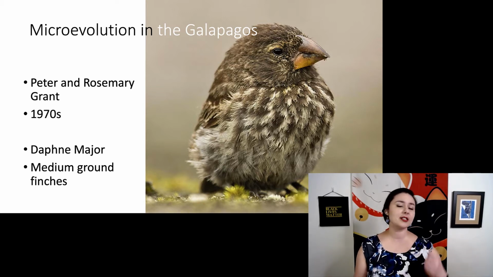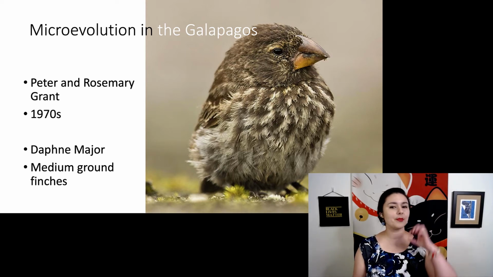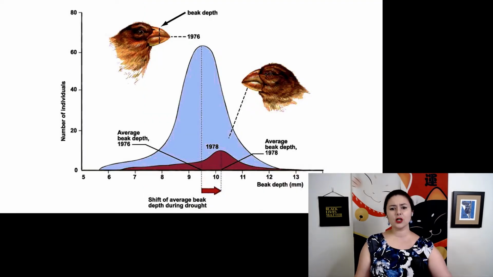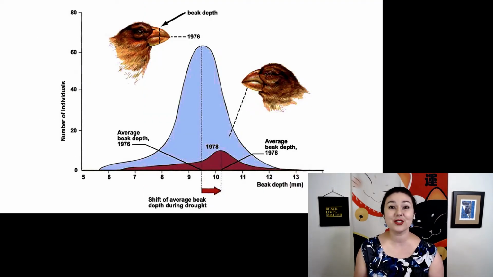So every summer they would go and they would take several different measurements. One of the measurements they took was beak depth, or basically how tall their beak is. That's basically a proxy for how strong. Larger beaks were a little bit stronger because they had more force behind them, so they could open harder nuts and seeds.